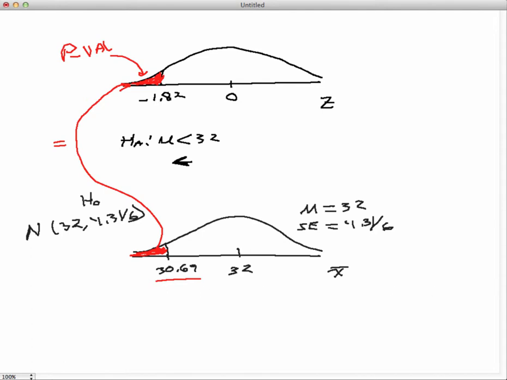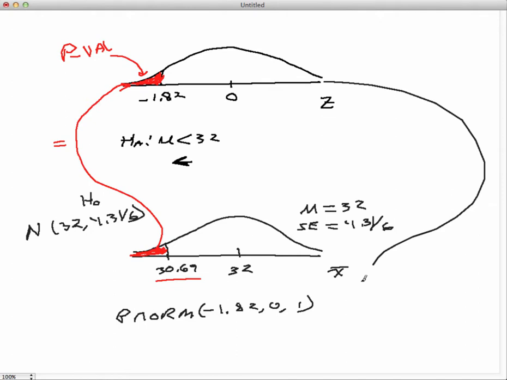Okay, so to do that calculation, we're going to use p-norm. Our good old friend p-norm's back, all right? So I'm going to go p-norm, and then I'm going to go negative 1.82 and 0 by 1. Okay, so that's if I was to use z, I would get that. But notice, and I'll invite you to do it the other way for me, to just verify that you get the same number both ways.